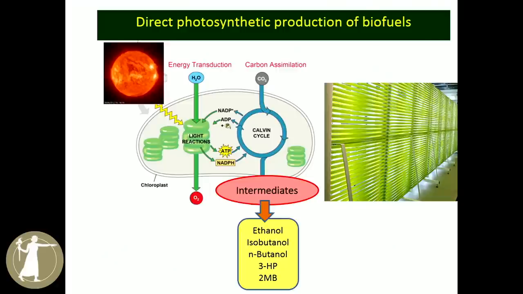And the productivity actually is quite reasonable compared to the sugar-based biofuel. However, this kind of technology is going to be very difficult to commercialize. It still needs a lot of work because you need expensive photobioreactors, and there are many associated problems that are still being worked on. So instead of using this, we explore other possibilities.